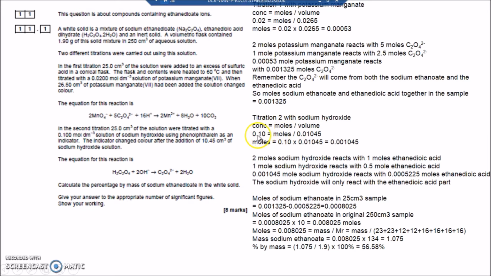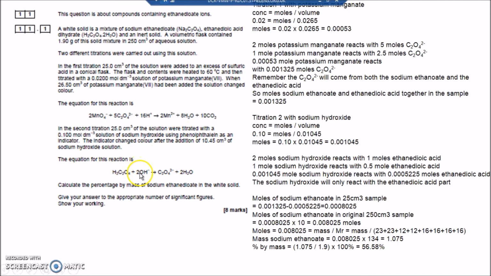Concentration is moles divided by volume. Concentration is 0.1. I've been given that. Moles divided by the volume. Well, I've got 10.45 centimetre cubed. To get centimetre cubed up into decimetre cubed, a larger unit value, I divide by 1,000, so that's 0.01045. Multiply the two together. 0.1 times 0.01045 is 0.001045. I know the number of moles of sodium hydroxide.